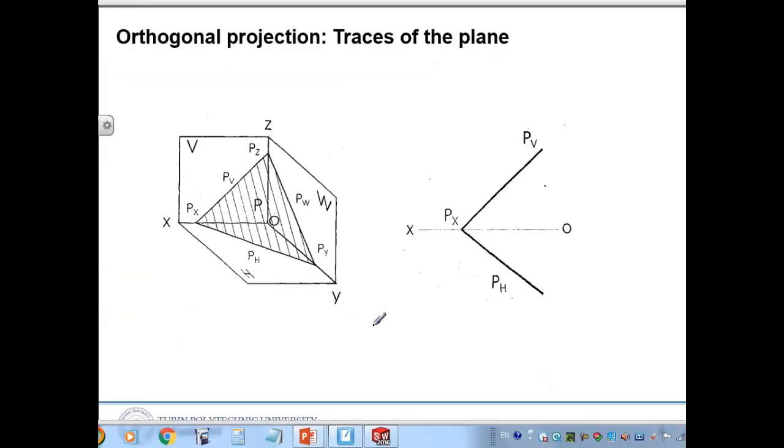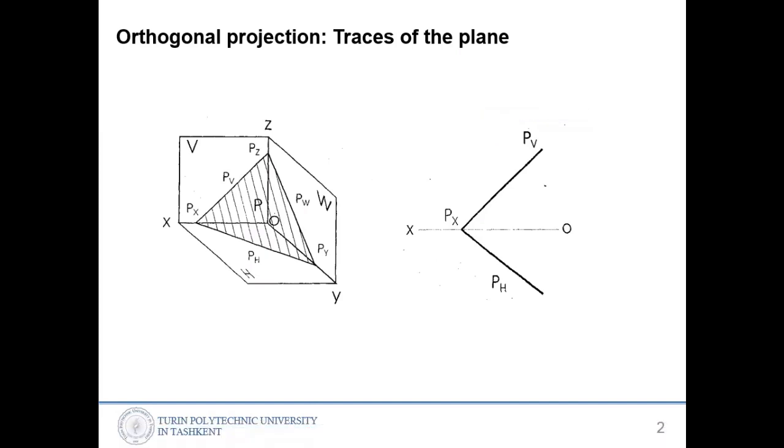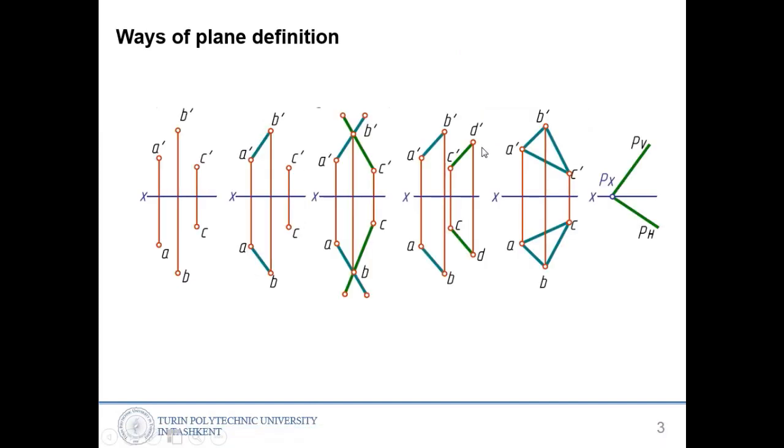Today we are talking about how to give a plane with traces, or without traces, how to give a plane without giving only traces. So there are ways of plane definition besides traces. It might be given with three points. If 3 points are given, you can generate a plane.